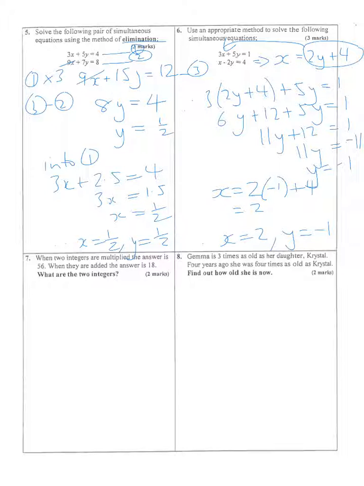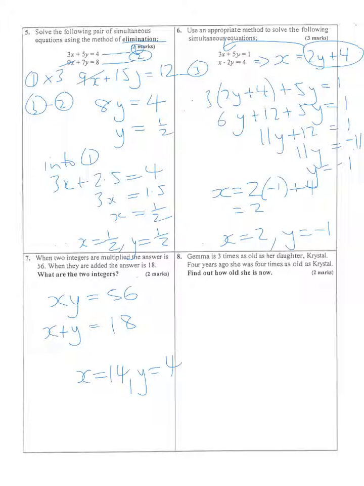When two integers are multiplied, the answer is 56. So we're going to say x and y. So x times y is 56. And when they are added, okay, now this one is probably easy enough to just do guess and check. Give me two numbers that multiply together to 56. 7 and 8 doesn't add up to give you 18. What about 14 and 4? So x equals 14, y equals 4.